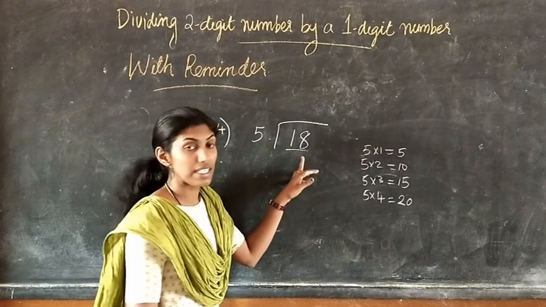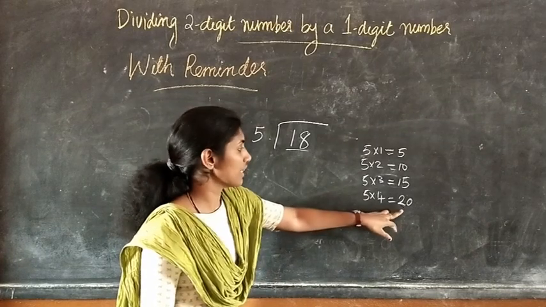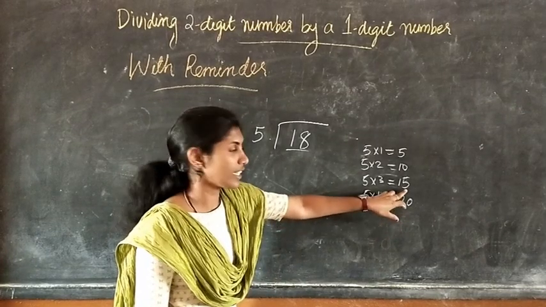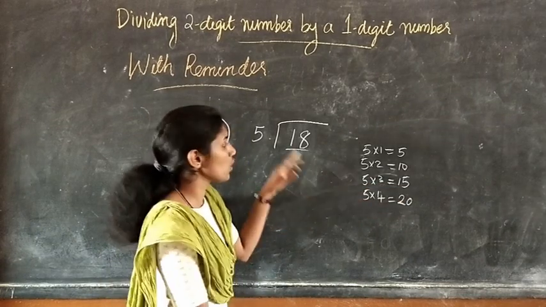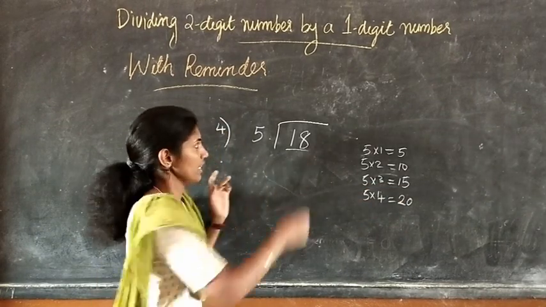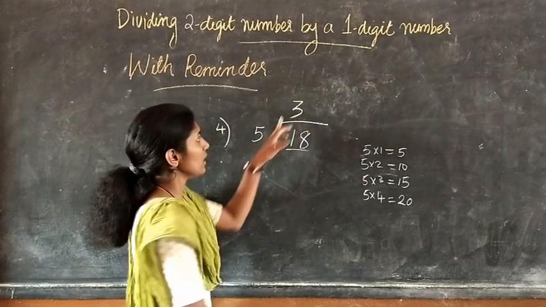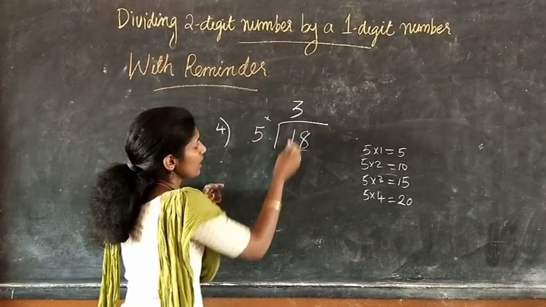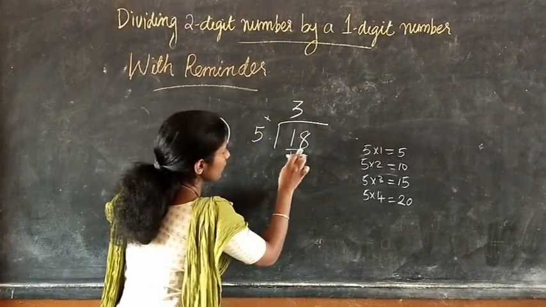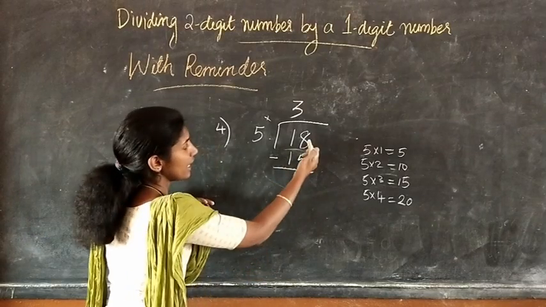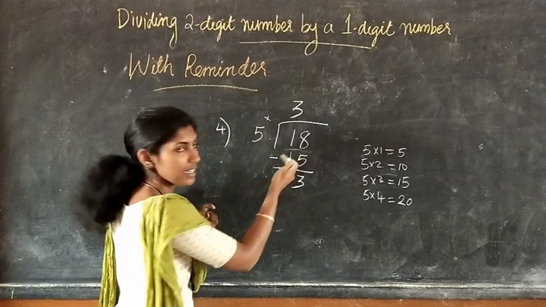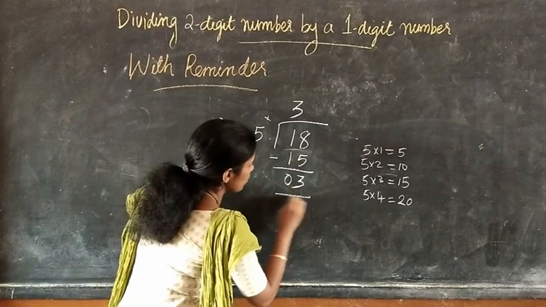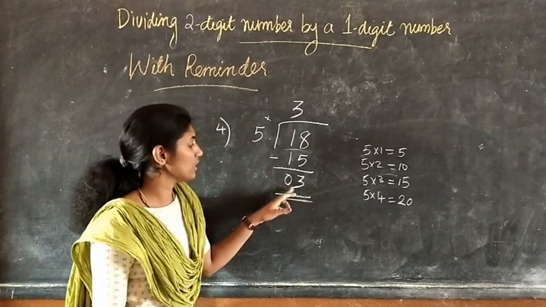Here our number is 18. Here 20 is greater than 18. So we are taking this 15. That means 5 into 3 is 15. So which number do we have to write as quotient? Yes, we have to write 3. Then 5 into 3, that is 15. Then we have to subtract. 8 minus 5, 3. Then 1 minus 1, 0. So we got the remainder as 3.